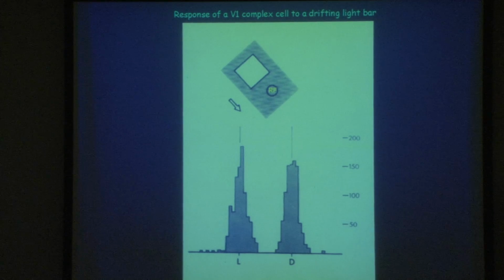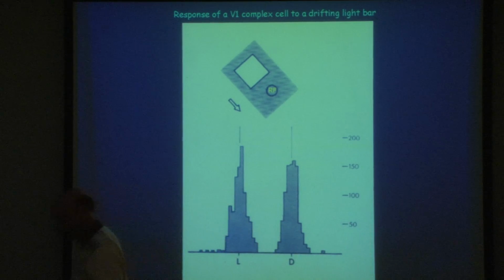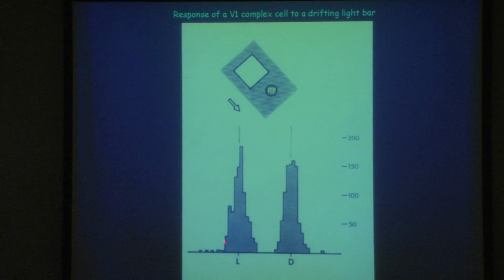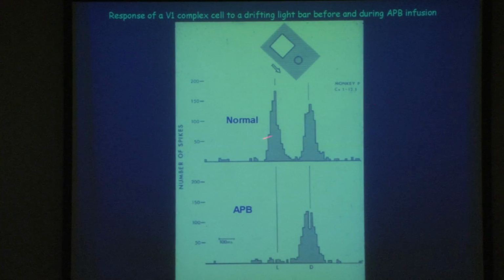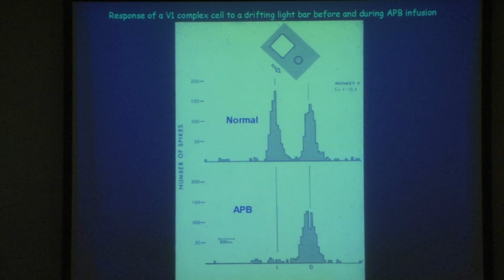A number of possibilities exist. The most basic one, I think most of you would buy, is that the light edge response is produced predominantly by the on channel and the dark edge response by the off channel. And if that is the case, then this response should be eliminated by blocking it with APB in the eye. And if you do that, that's exactly what happens. You can see here, under normal conditions, you get a vigorous response to both the light and dark edges. After APB, only a dark edge response remains.